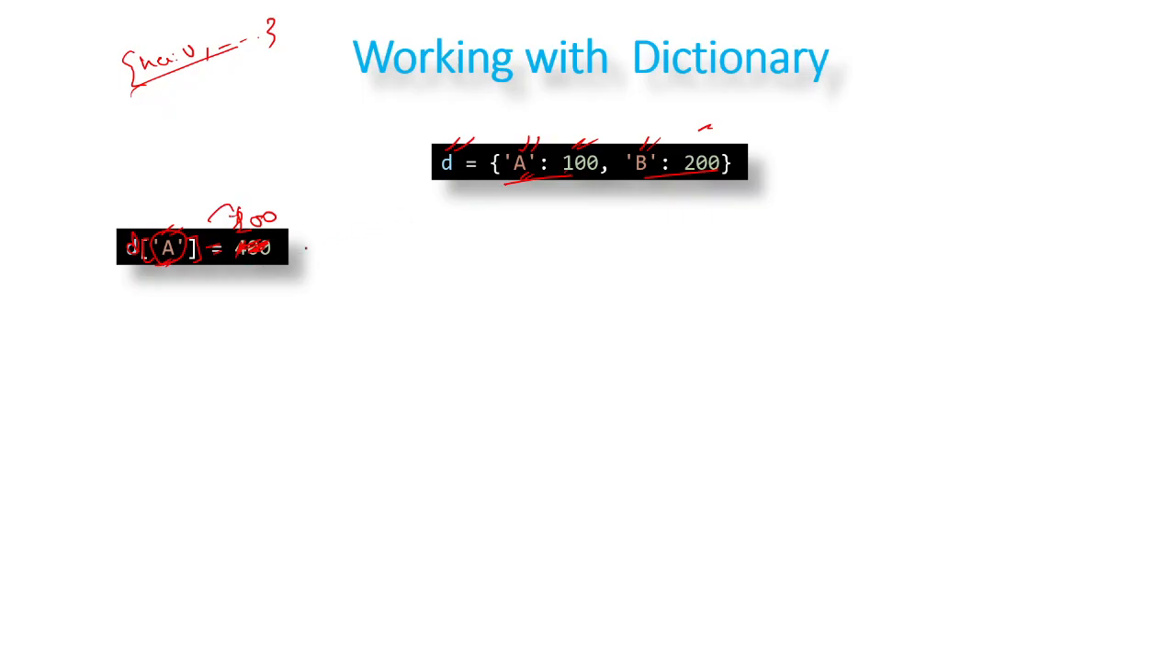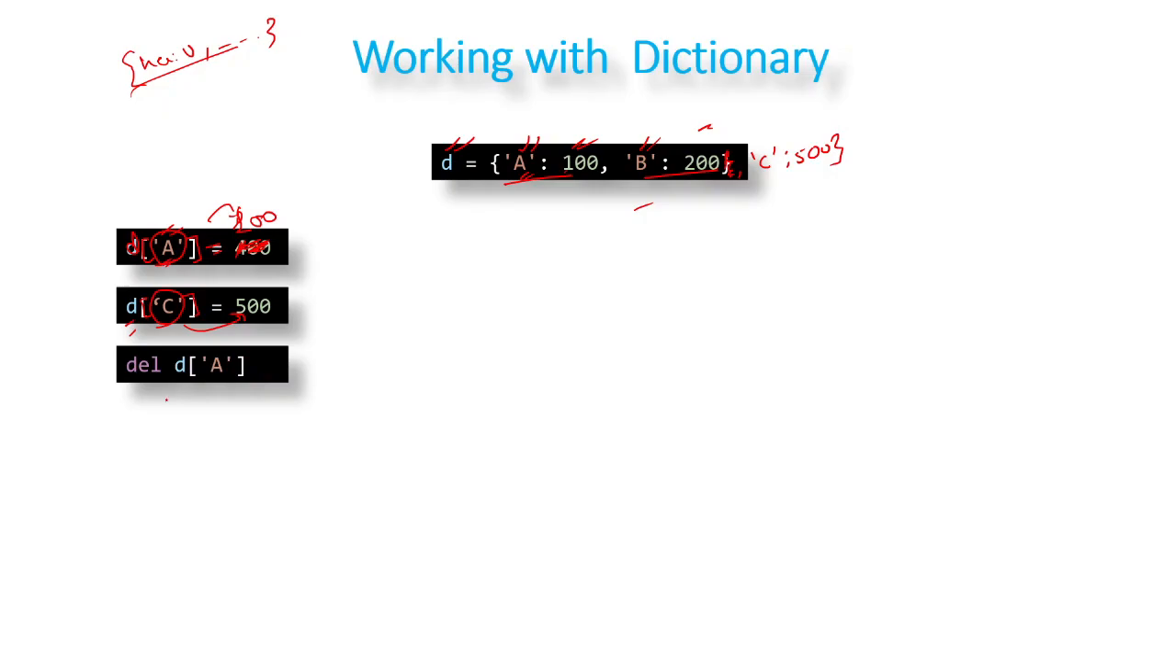If you want to add an element to the dictionary, you can simply do d, put square brackets, and give the name of the key that you want to add and its corresponding value. It will add another value to this. Let's say colon 500. So this will become our new dictionary. If you want to delete any key in a dictionary, you can just do del and the name, and this entry will be deleted.